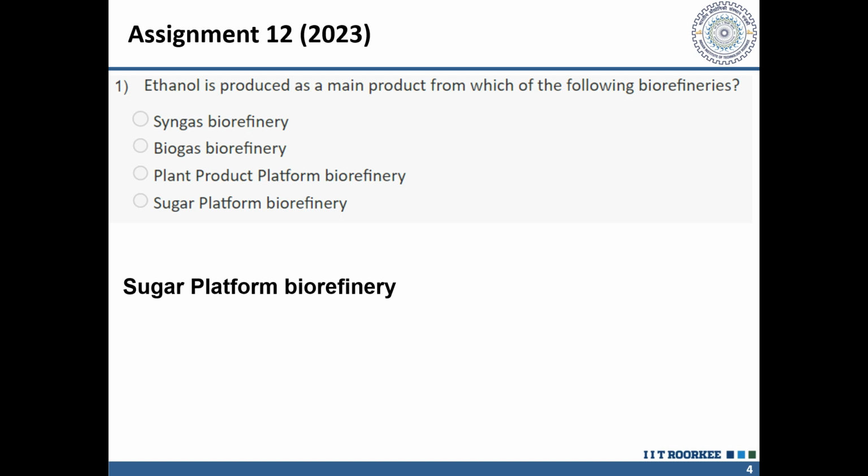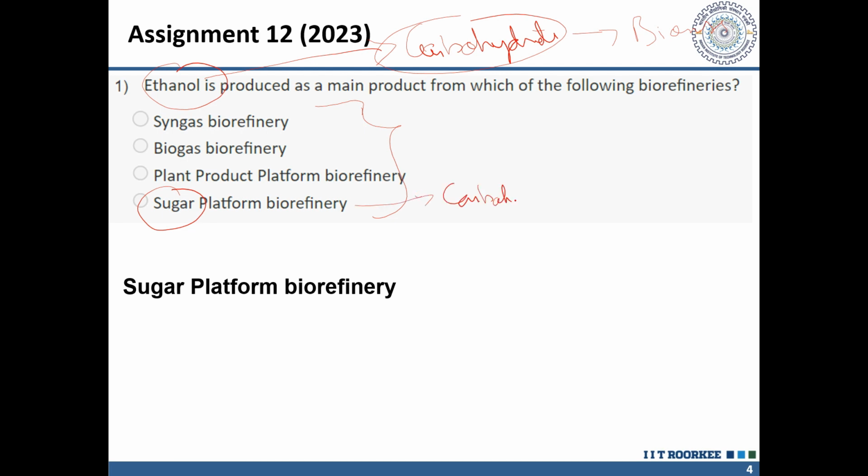The first question is: ethanol is produced as a main product from which of the biorefineries? Is it a syngas biorefinery, biogas biorefinery, plant platform refinery, or sugar platform refinery? Among these, we know that we produce ethanol mostly from carbohydrates. Till now, we have learned that carbohydrates are used to produce ethanol, and we get these carbohydrates from the biomass. Sugar is a type of carbohydrate. So therefore, the answer is sugar platform refinery.